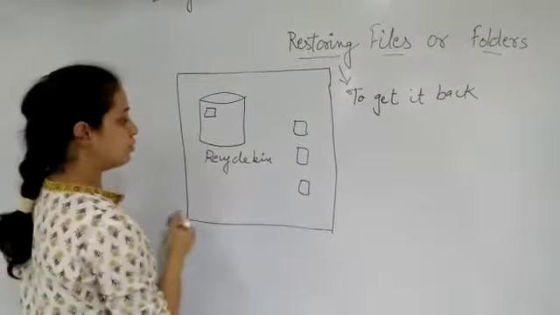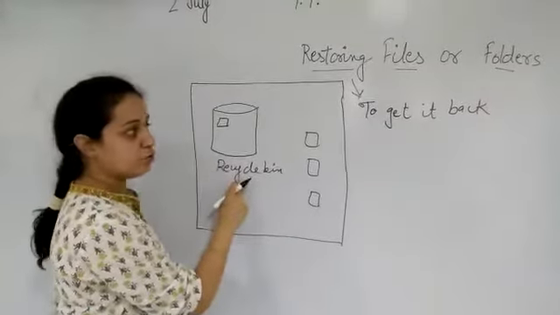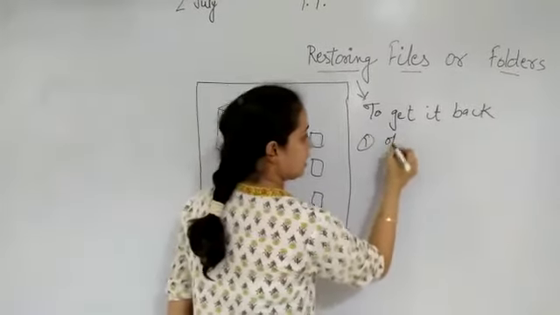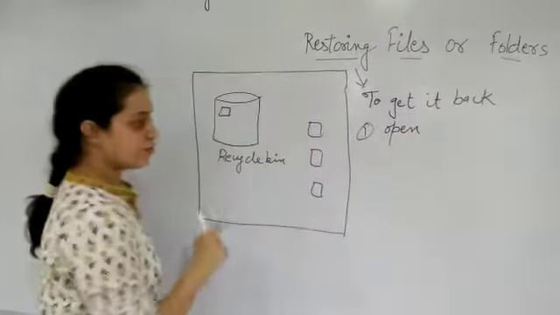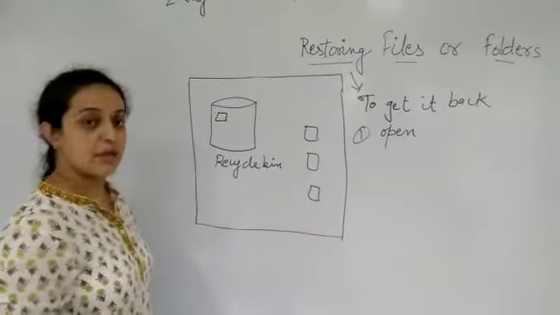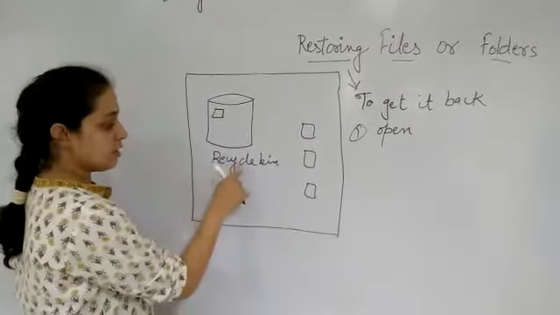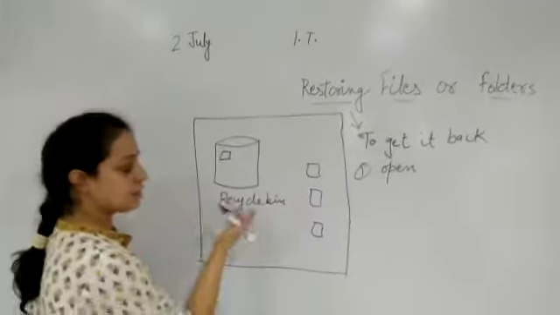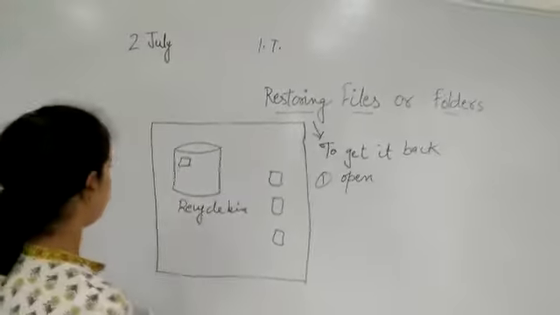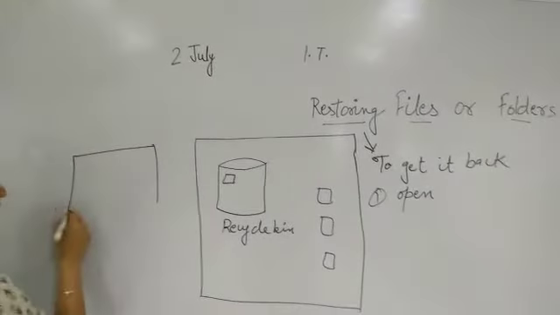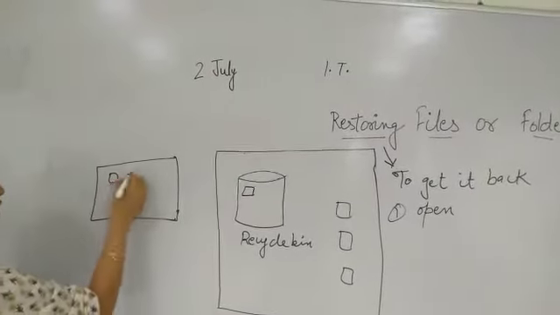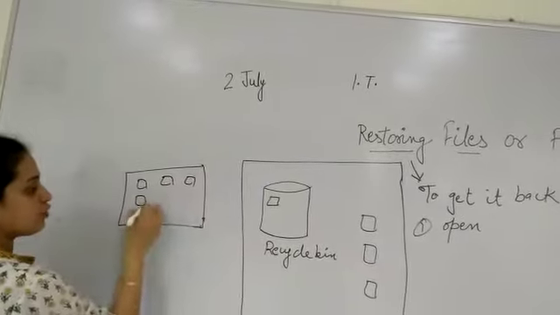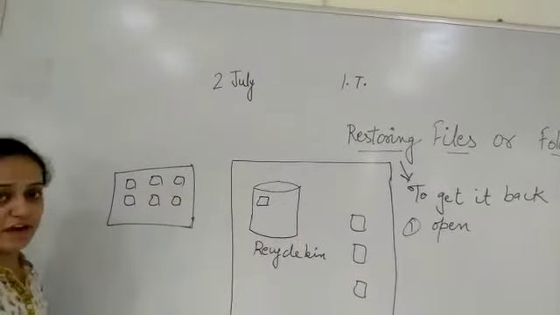How to do this? First, you have to open the recycle bin. And how to open the recycle bin? There is an icon of the recycle bin. Click on the icon, and your recycle bin will open. Now, when your recycle bin is open, it will show you the list of all the deleted files.